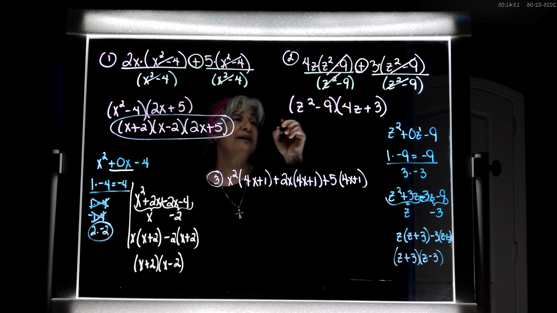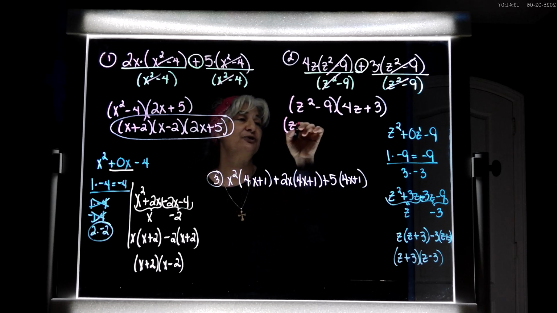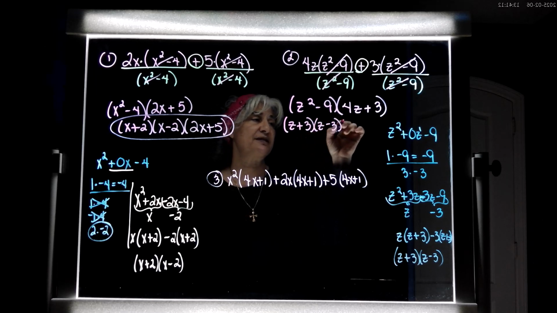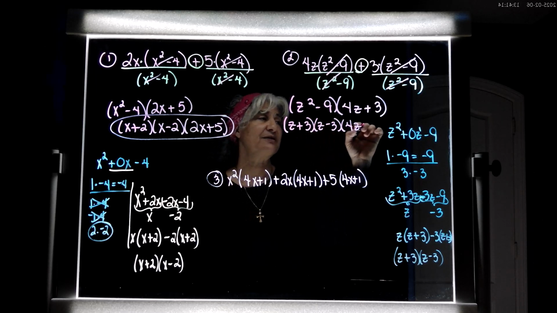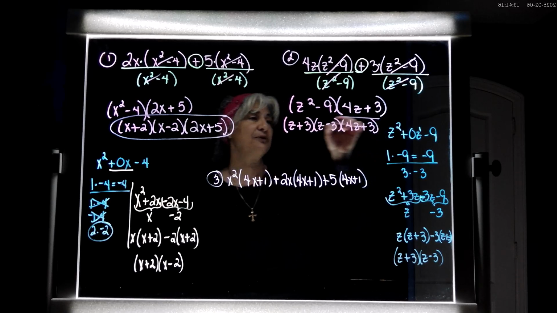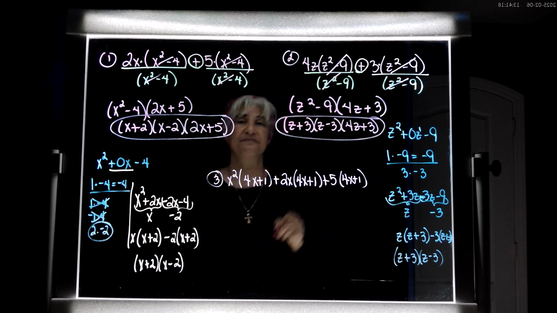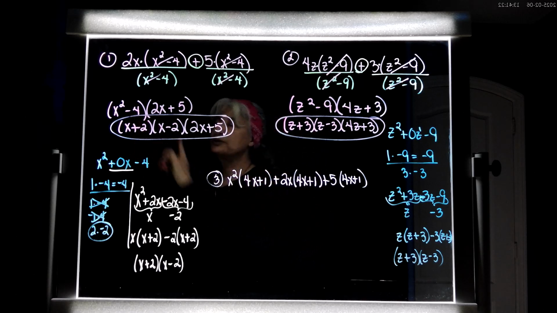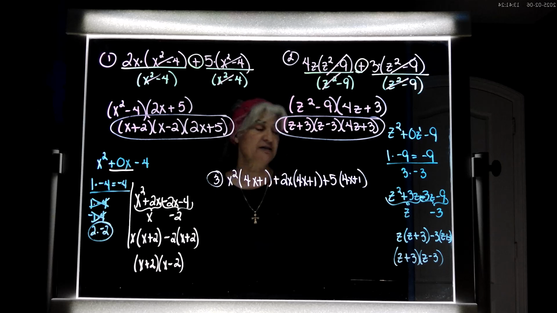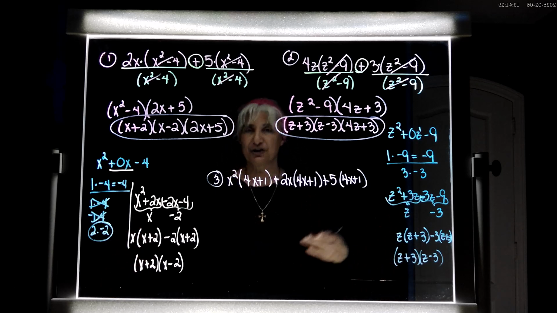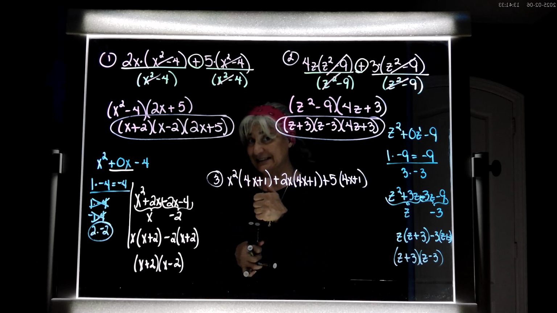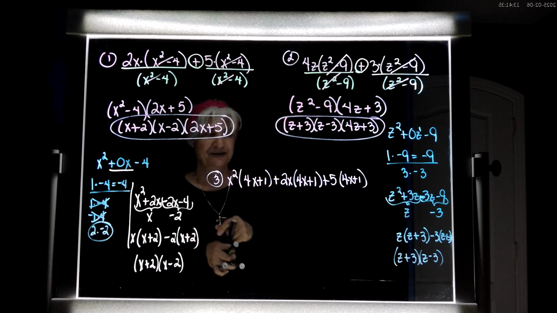So your final factored format on number 2 is the parentheses of z plus 3 times the parentheses of z minus 3 times 4z plus 3 in parentheses. Good? Yeah, the z squared minus 9 was basically the same problem as x squared minus 4, because they basically came out the same. You're like, it's a pattern. You're right, it's a pattern. But more on that later in another video. Let's look at number 3.